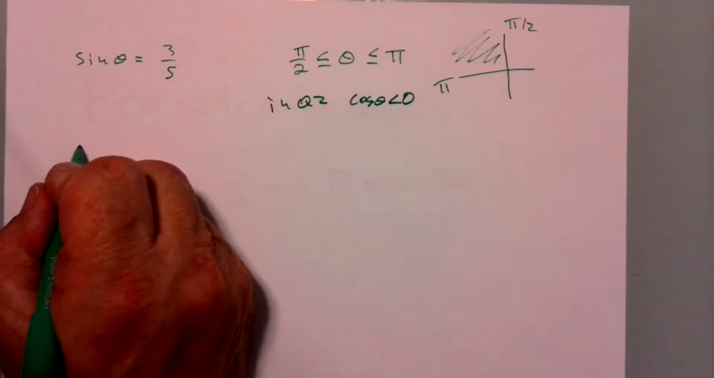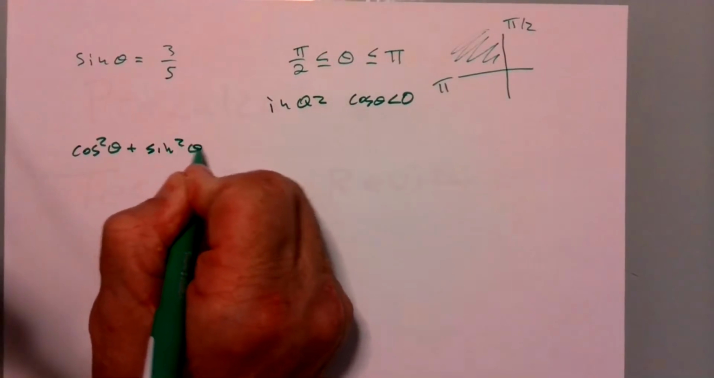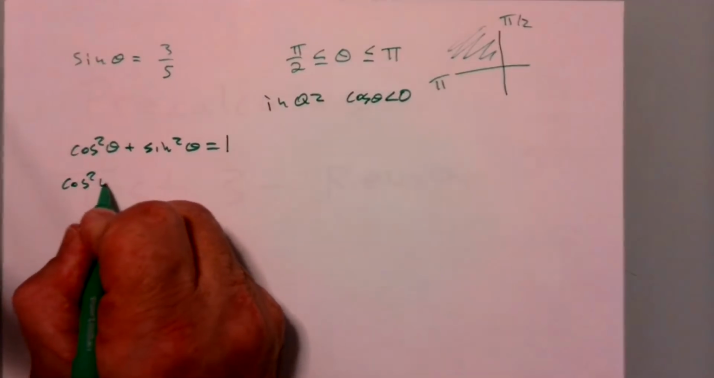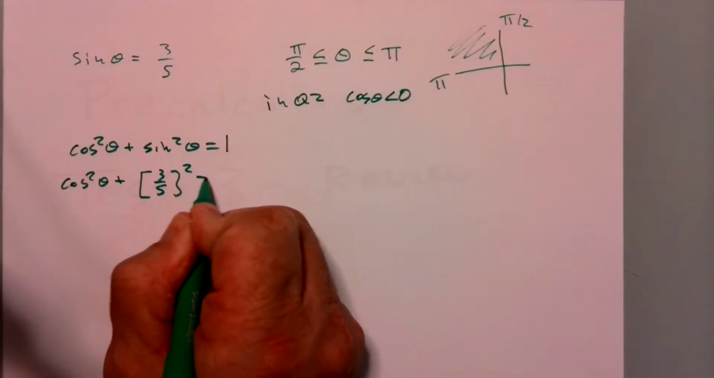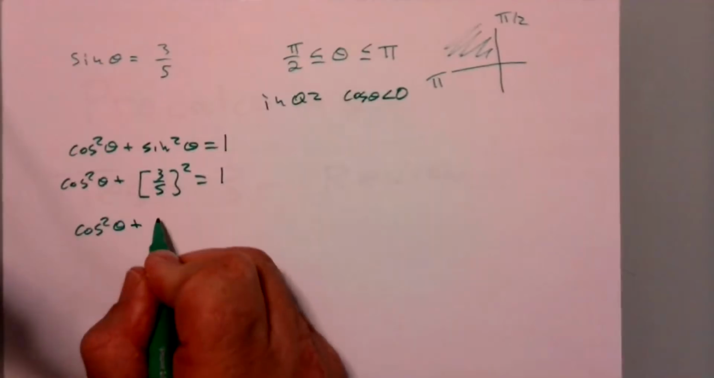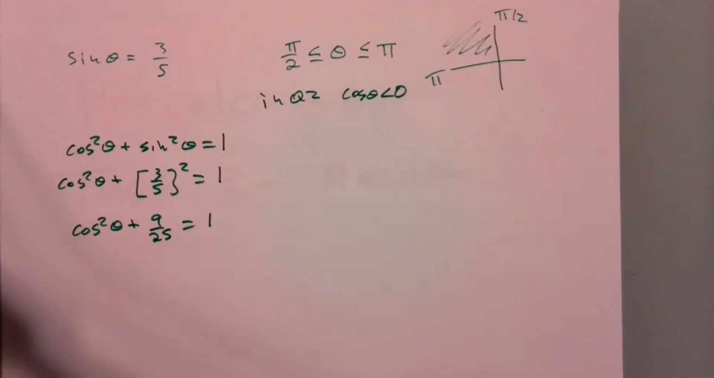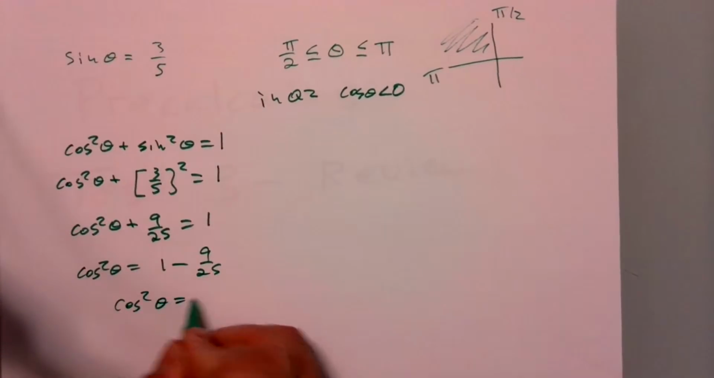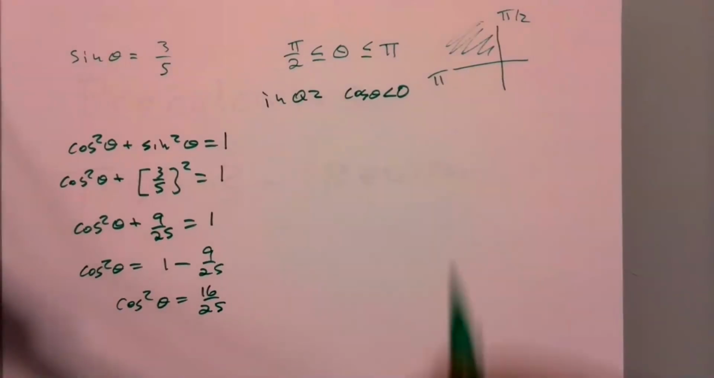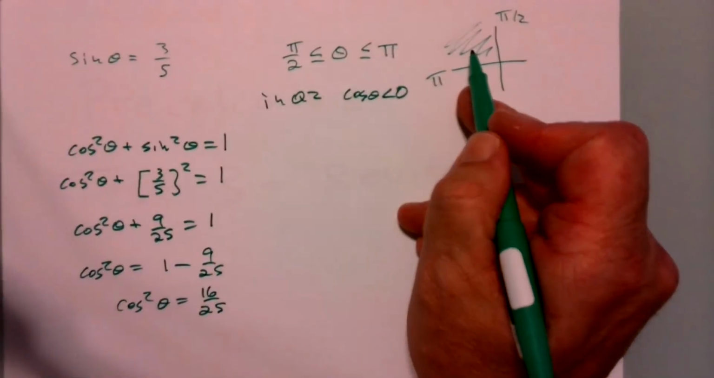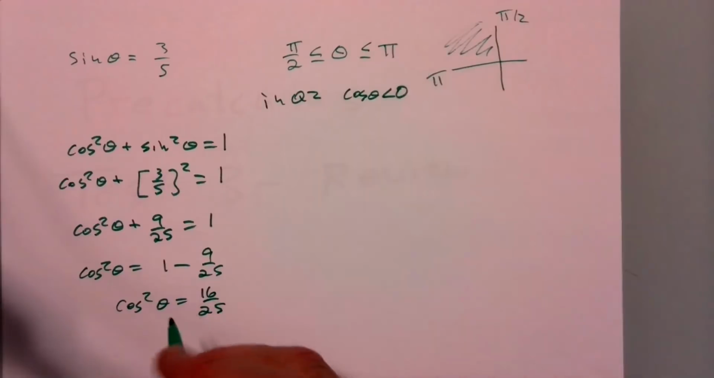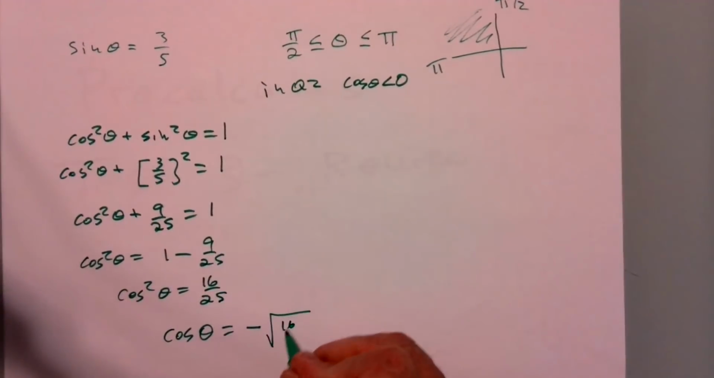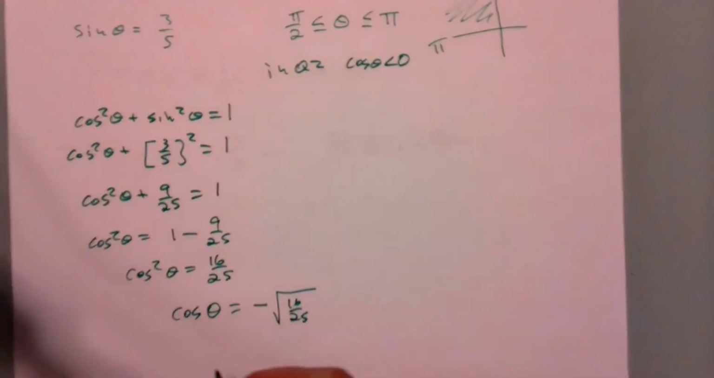So let's remember our favorite identity. Cos squared theta plus sine squared theta is 1. I've told you that sine theta is 3/5. So I get cos squared theta plus 3/5 squared is 1. Cos squared theta plus 9/25 is 1. Subtracting 9/25 from both sides, I get cos squared theta is 1 minus 9/25, or cos squared theta is 16/25. Now again, remember, theta is between pi over 2 and pi. Theta is in quadrant 2. In quadrant 2, cosine is negative. So knowing that, we're going to say cosine theta is, normally we say plus or minus, but this time we want minus the square root of 16/25. So what will that give us? Cosine theta is negative 4/5.